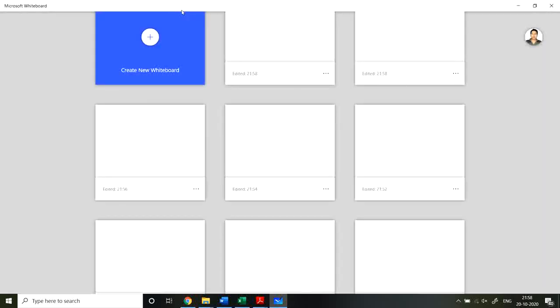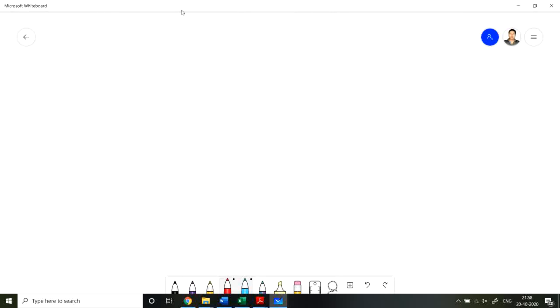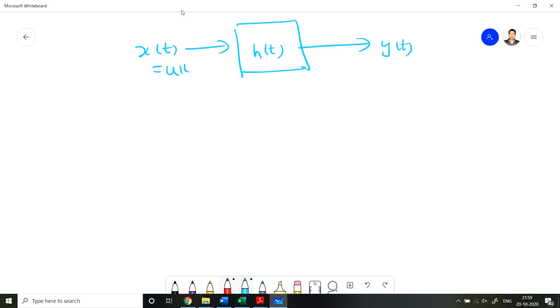So let me summarize what we did in this question. Initially we have input xt, impulse response ht, and output yt. Initially the input is ut and the output yt is given as 2 e raised to the power minus 3t into ut. Now what we can do is find out the ht.